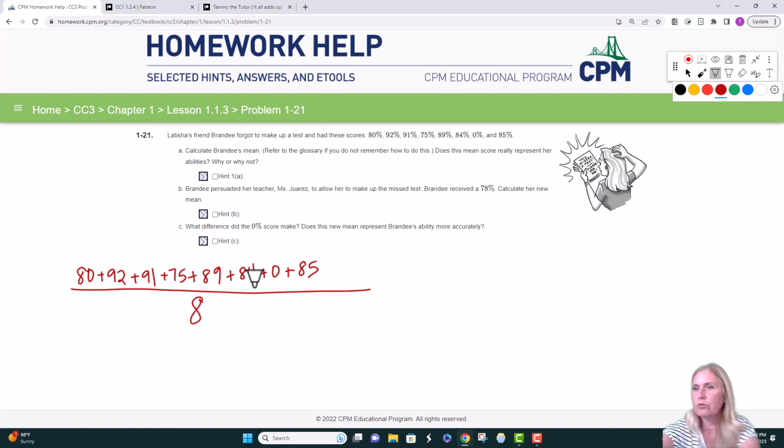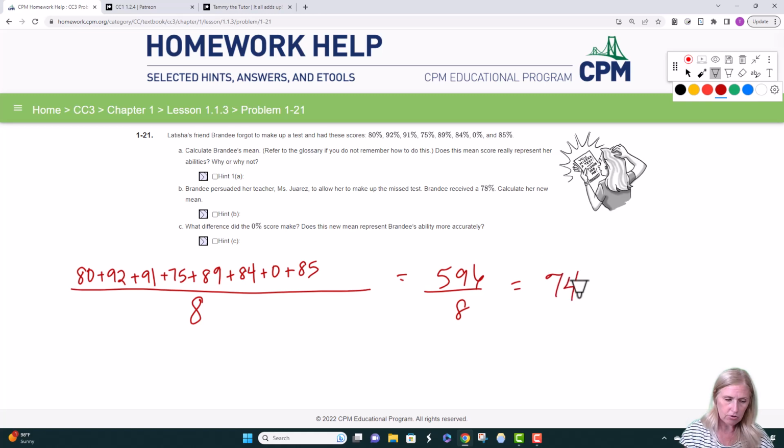I'm actually going to just quickly use my calculator on my phone because I know you guys know how to add, and I know you have access to that at home too, and I just want to quickly move on. 92, 91, 75, 89, 84, 85. So that equals 596. Let's divide it by 8. So her average score is 74.5%.